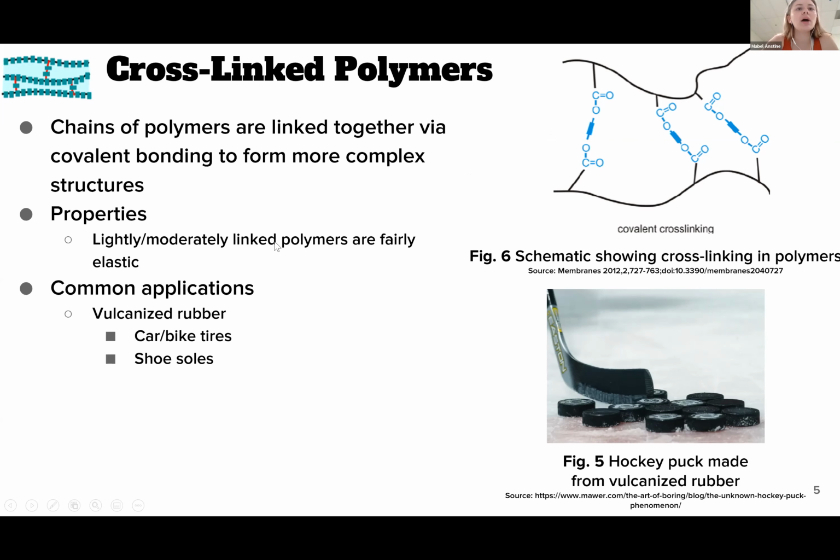And lightly and moderately linked polymers are going to be fairly elastic just because they don't have too much holding them together. And some common applications are vulcanized rubber. So starting to get into a harder plastic when you're thinking of real life applications. So like tires and shoe soles, and also hockey pucks here are made from vulcanized rubber. So those are going to be cross-linked polymers as well.